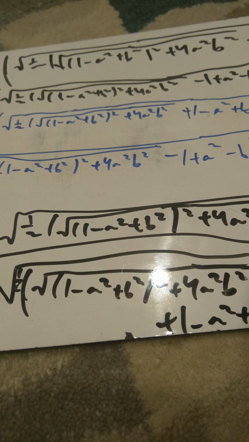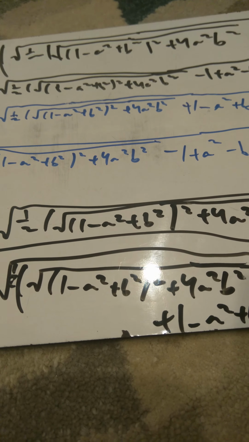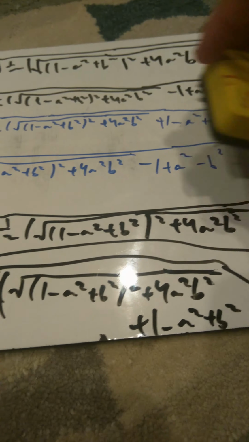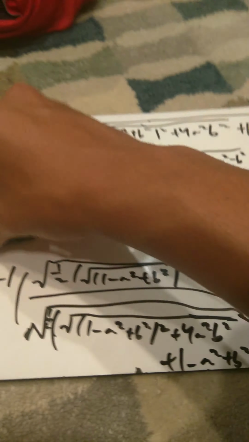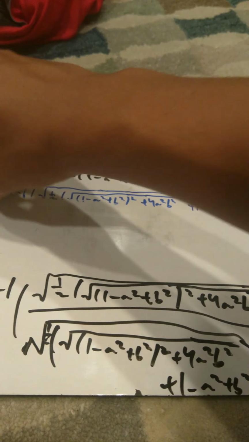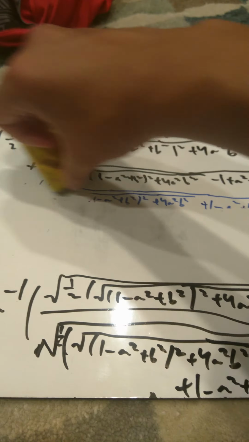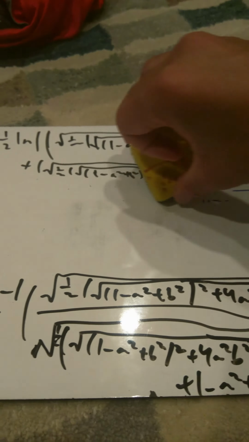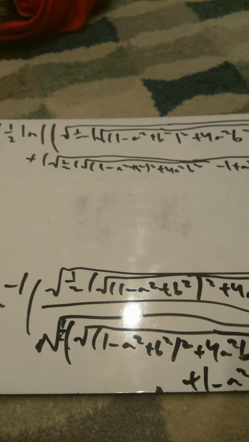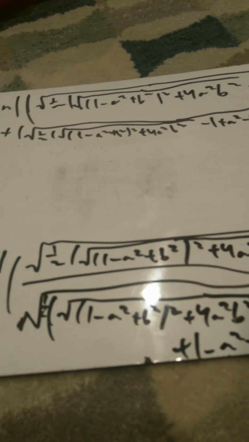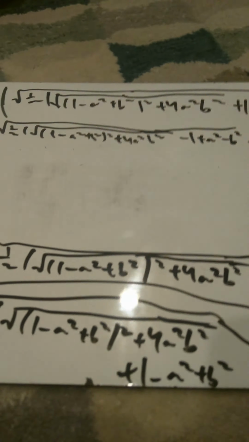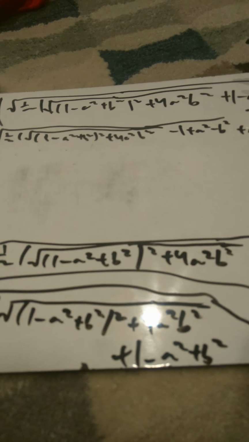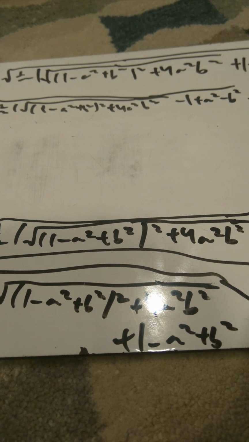And then finally over there. So here we have the real part, and here we have the imaginary part. So yeah, this is squared.